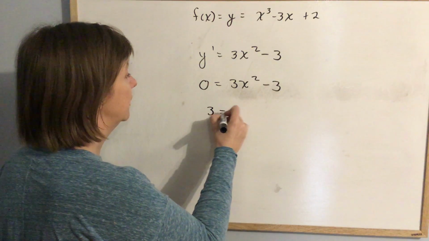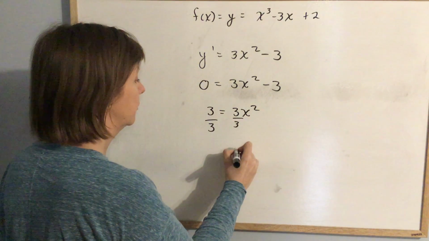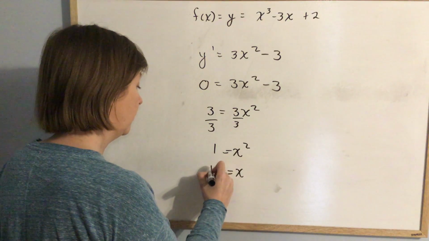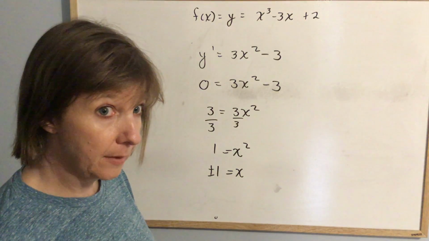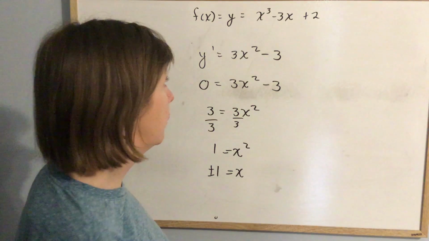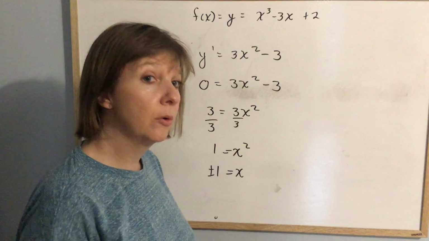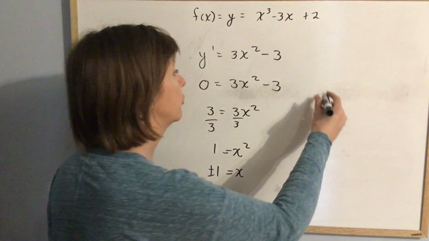So 3 is equal to 3x squared. I'm going to divide both sides by 3. So x squared is 1. So x is equal to plus or minus 1. So step 1, find the derivative. Step 2, make it equal to 0. Step 3, solve. Step 4, create intervals.